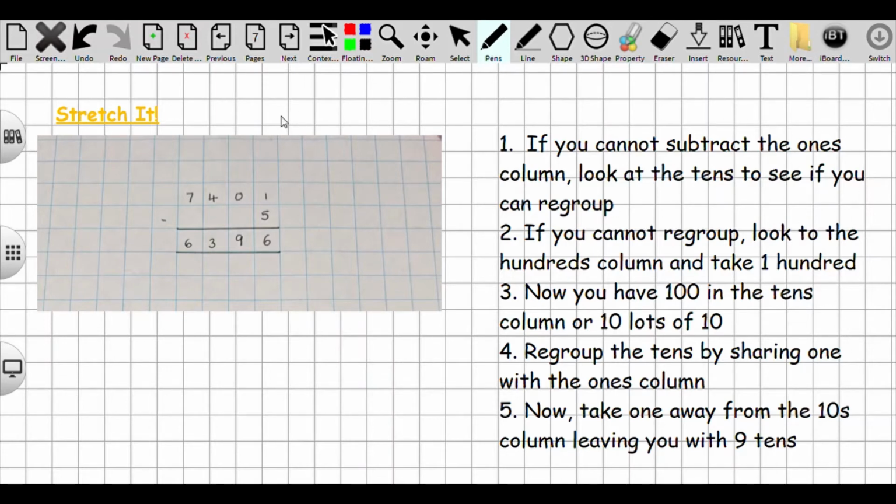Now, on Stretch It, it's one of those again where Colin or Coco has made a mistake. And this is what they think. They think 7,401 take away 5 equals 6,396. Now, there's lots of things that they've done wrong here. If you're subtracting 5 and you're focusing on the hundreds here, why would the thousands change if you have 400 and you're taking away 5?